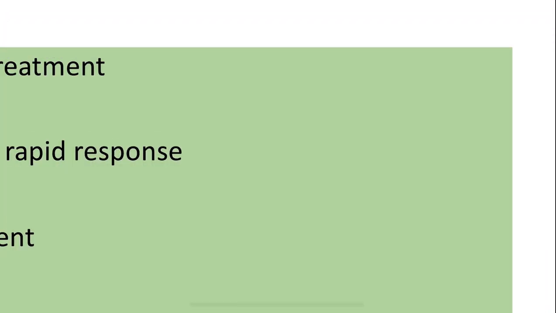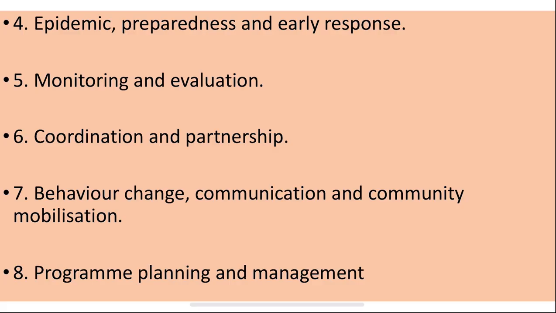Fine. Now we move on to the next point. The next strategies include epidemic preparedness and early response. In the high risk areas where the risk factors are found, we have to be very careful about epidemic outbreaks, just like after calamities or heavy rainfall. If there are chances of a malaria outbreak, we have to be ready. Epidemic preparedness has to be done, and early response to such an epidemic.